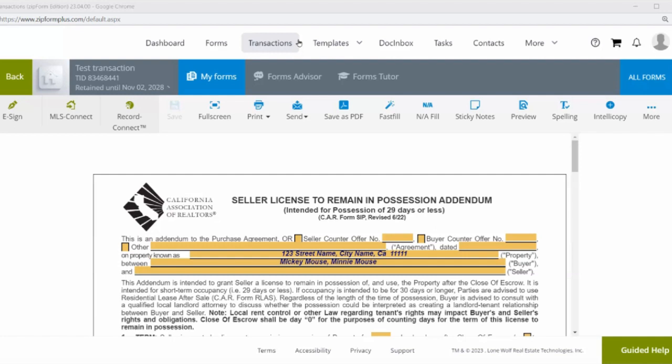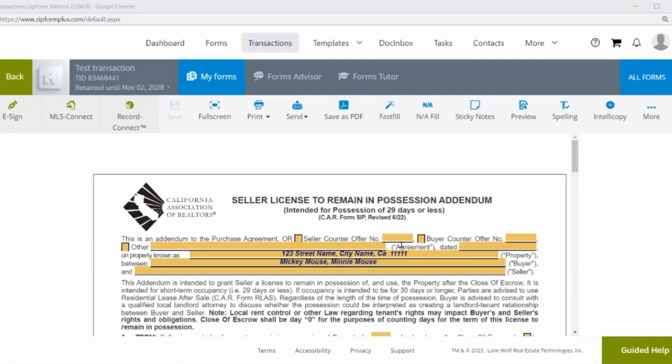This form is used if the possession term is going to be less than 29 days. If it's going to be longer than 29 days, then there's a different form that gets used, and that form is much more involved than this seller in possession. So when possible, I try to make it so that it's less than 29 days. With this form, the first thing you're going to do is fill out the top of it, and it's either going to be an addendum to the purchase agreement or to the counteroffer, either the buyer counteroffer or the seller counteroffer.